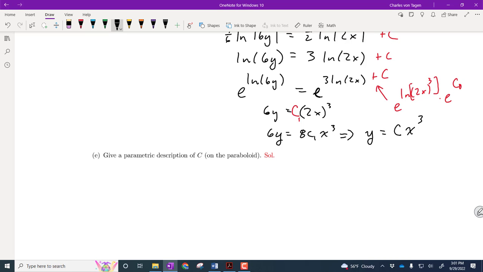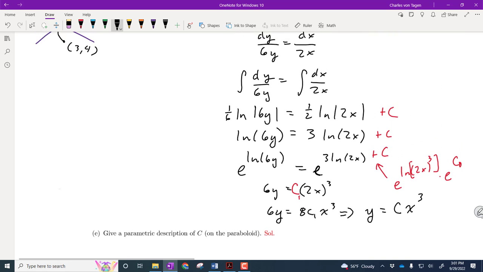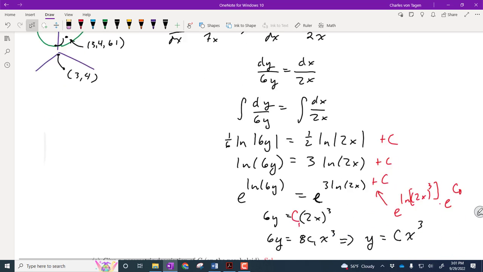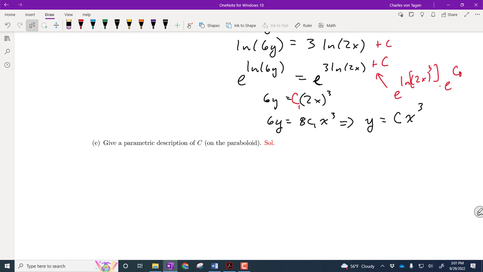All right. So now we've got the initial condition 3, 4. If I were to plug in 4 for y and 3 for x, I can solve for my arbitrary constant. And so I get 4/27 is equal to that arbitrary constant. Okay, so what we have now is that y is equal to 4/27 x cubed.